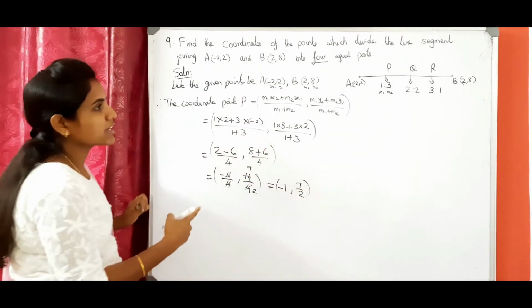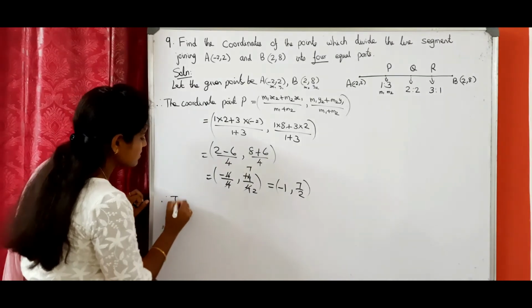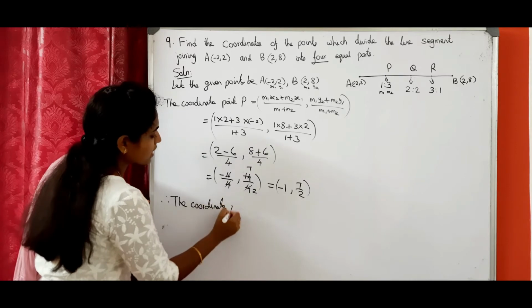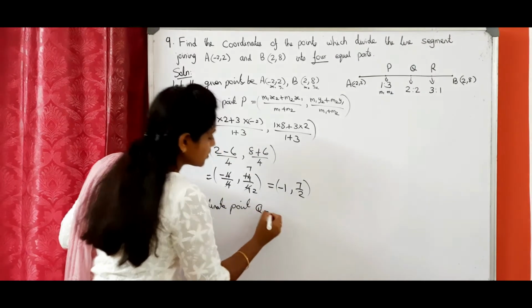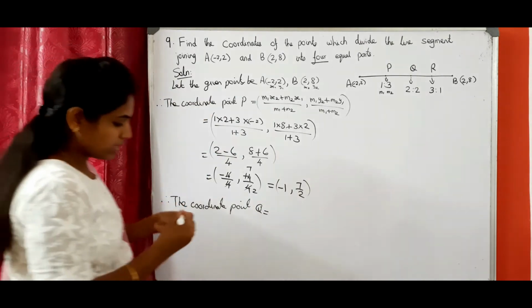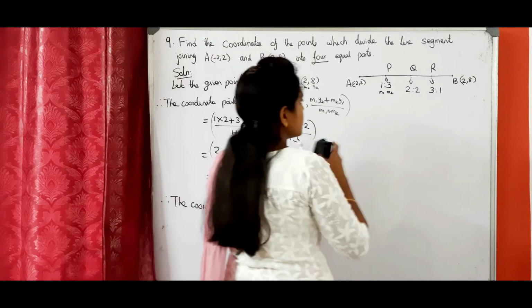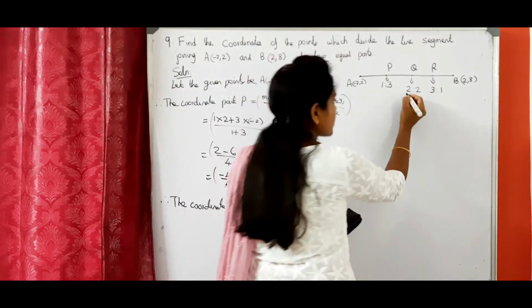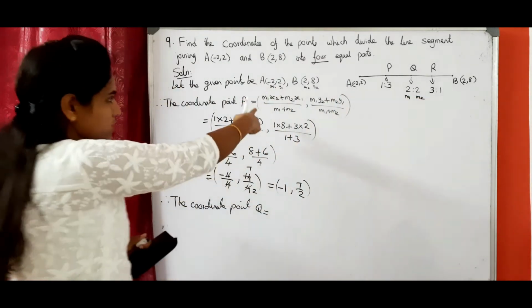Same as that, we need to find the coordinate point of Q. Therefore next the coordinate point Q equals the same formula only, but here we need to change the m1 and m2 values. We need to find the Q coordinate value. Now this is m1 and this is m2. Apply all the values in this formula.